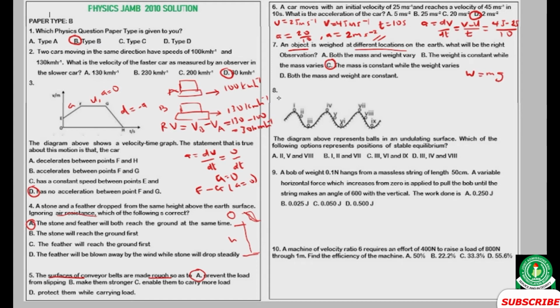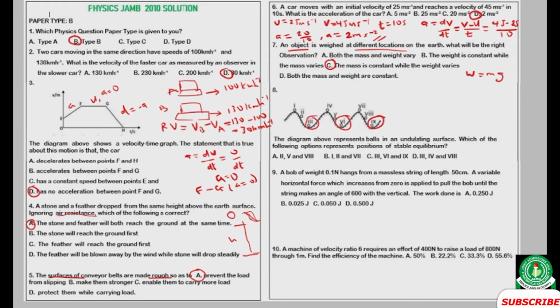Question number 8 says the diagram above represents balls on an undulating surface. An undulating surface is not a stable surface. It is in the form of a sinusoidal curve. Which of the following options represents the position of a stable equilibrium? This is not stable enough. This is not stable. You can see at this point here, we have a stable equilibrium.